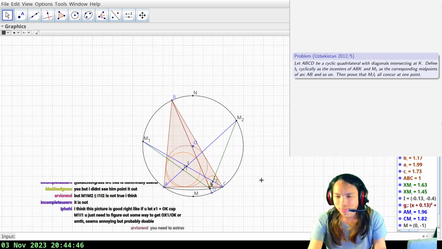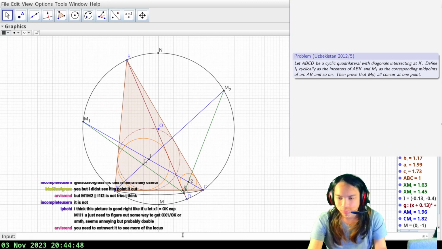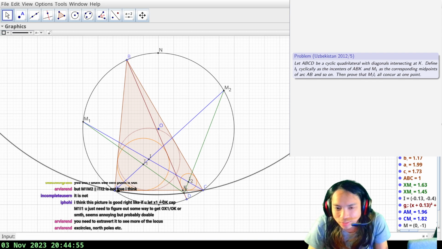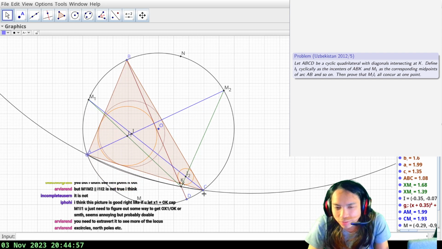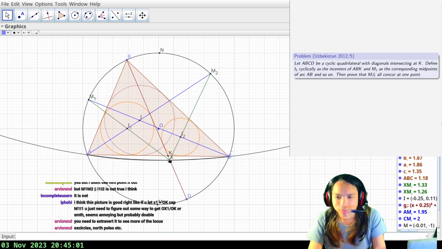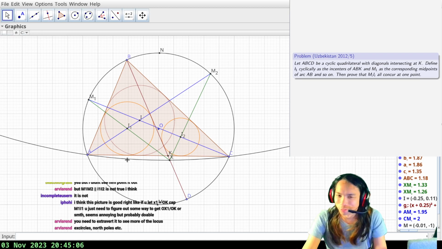But let's confirm whether the locus is really a circle. Ooh, no, that looks far off. Okay, anyways. So much for that. Yeah, it's not a circle, apparently. It's off by a little bit.